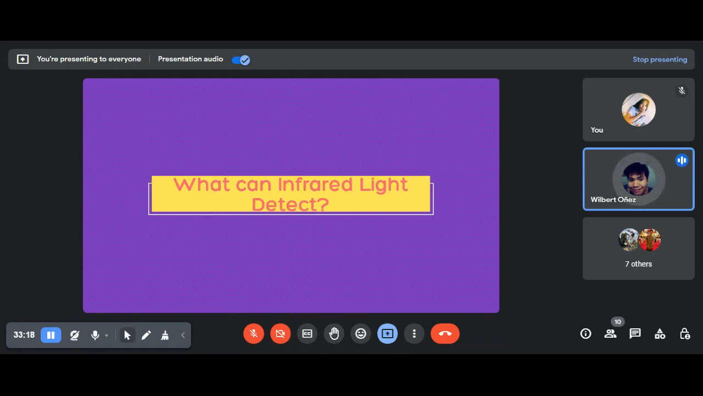What can infrared light detect? For infrared examination, there are three key requirements. The first is an infrared light source. The second one, an infrared pass filter. And the third one is an infrared sensitive camera.